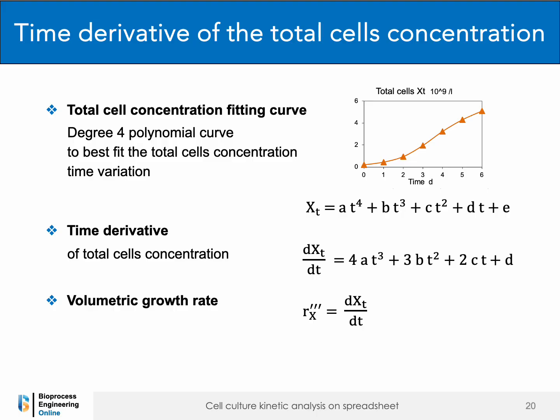The time derivatives of total cell concentration Xt can be numerically calculated by fitting a curve through the experimental total cell concentration data. The observed time variation of cell concentration follows a sigmoidal shape, which can be effectively described by a fourth-order polynomial equation: Xt = At^4 + Bt^3 + Ct^2 + Dt + E, where A, B, C, D, E are the curve fitting coefficients. From this curve equation, the derivative at any time is calculated as dXt/dt = 4At^3 + 3Bt^2 + 2Ct + D. The volumetric cell growth rate is then determined as Rx''' = dXt/dt.